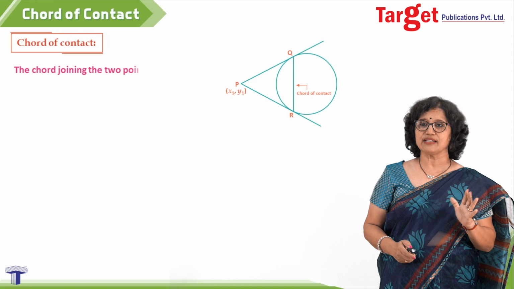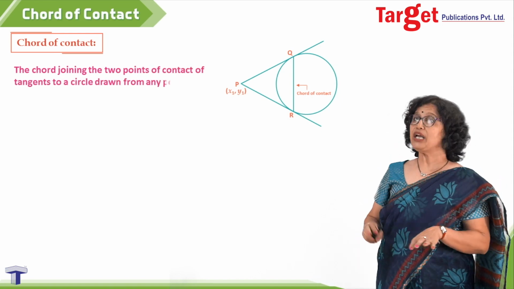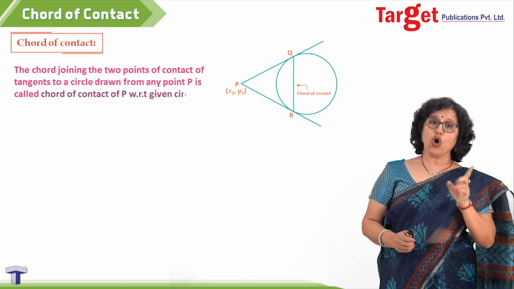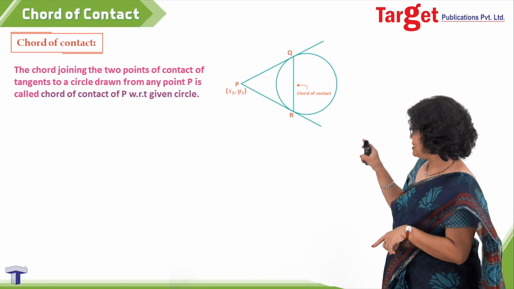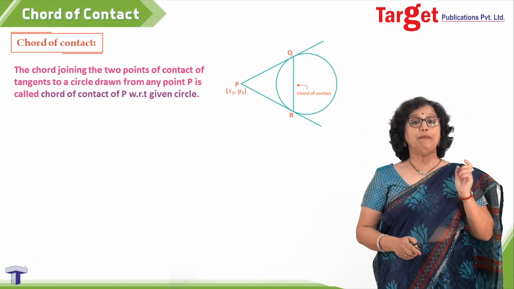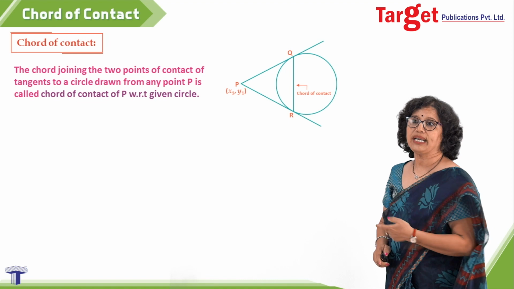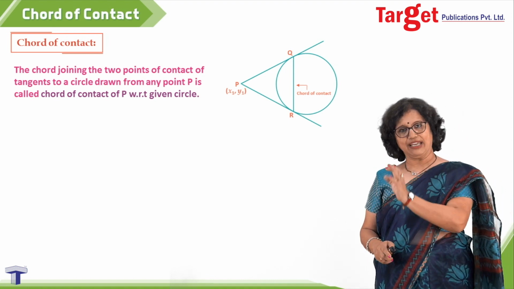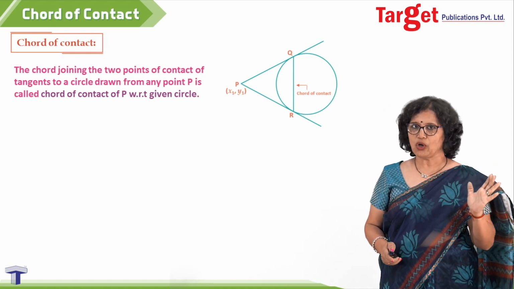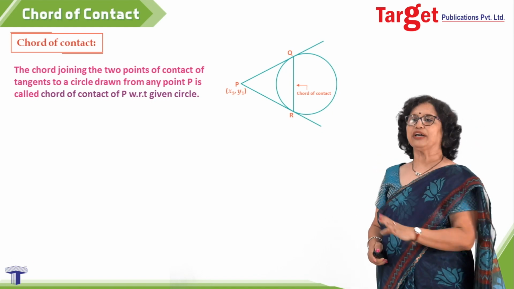So let me define this now. The chord joining two points of contact of the tangents of a circle from a point P is called the chord of contact with respect to the given circle. I hope you followed the definition and the figure also.